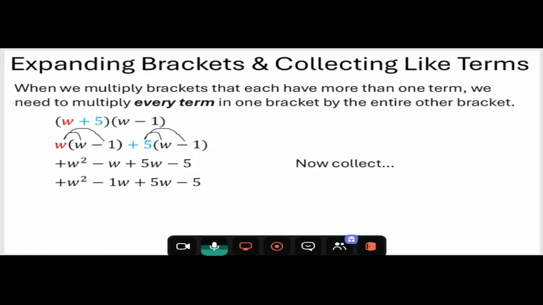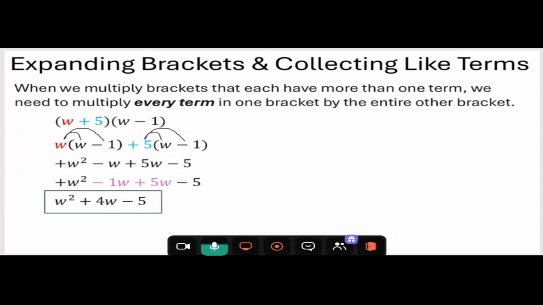So w squared minus 1w plus 5w minus 5. We're going to collect the middle two because they are like terms. -1 and positive 5 add to positive 4. And there is our final answer in a box. Okay, so multiply each thing in the first bracket by the entire second bracket, and then collect any like terms that come up as a result of that.